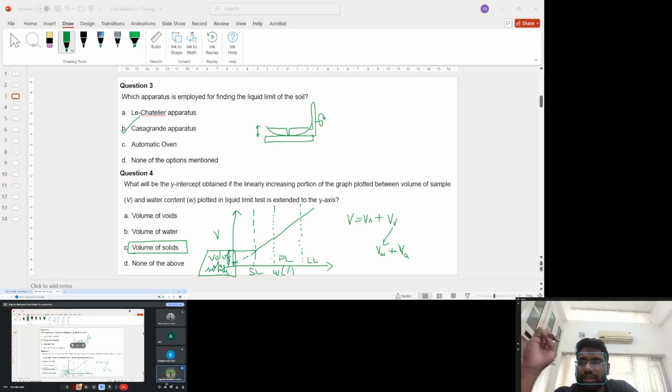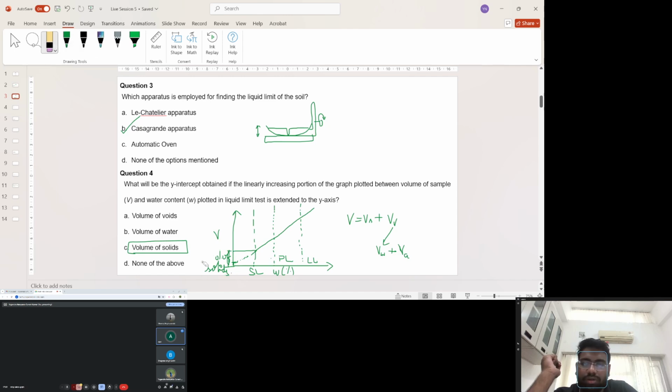Thank you for correcting it. Just make a correction in that. You can erase the volume of solids on the y-axis. Thank you for pointing out. So when you extend it, it will be volume of solids. Hope it is clear. So the answer is C.